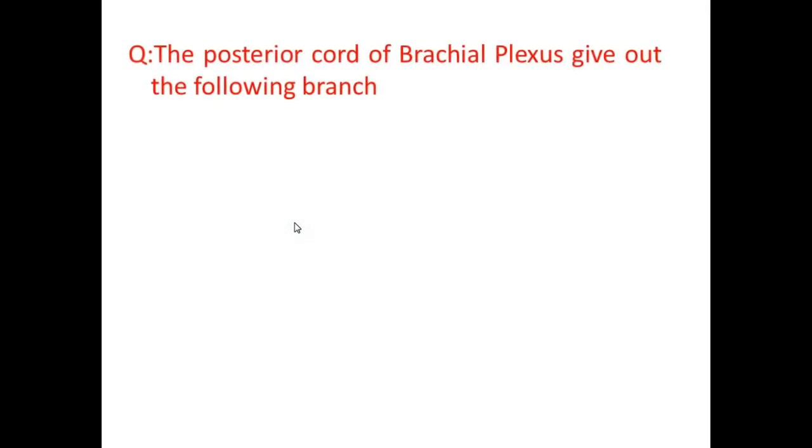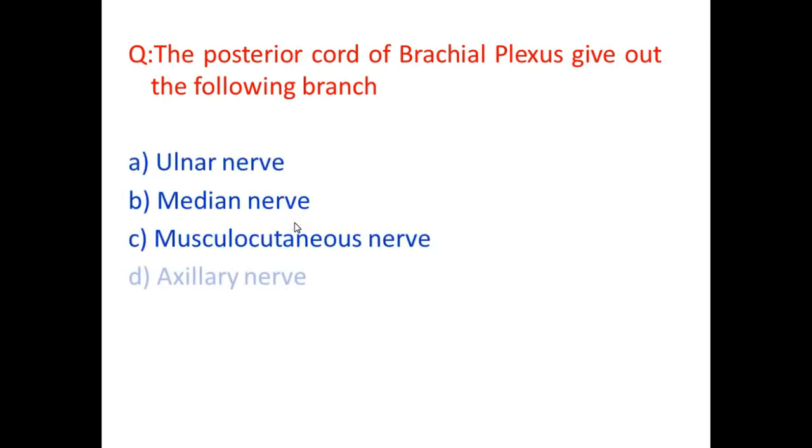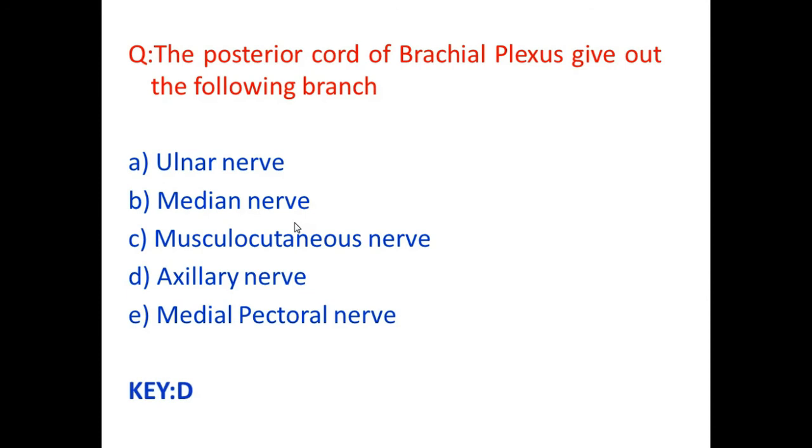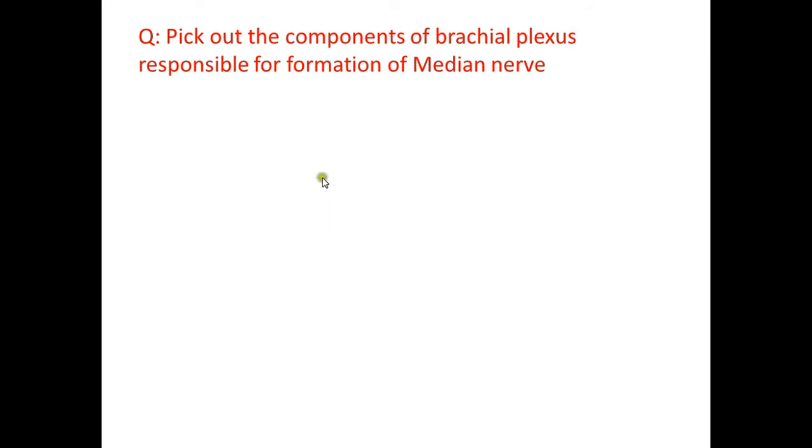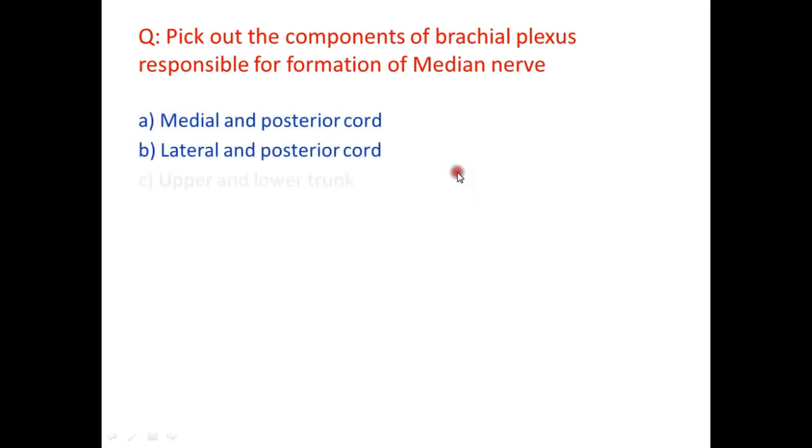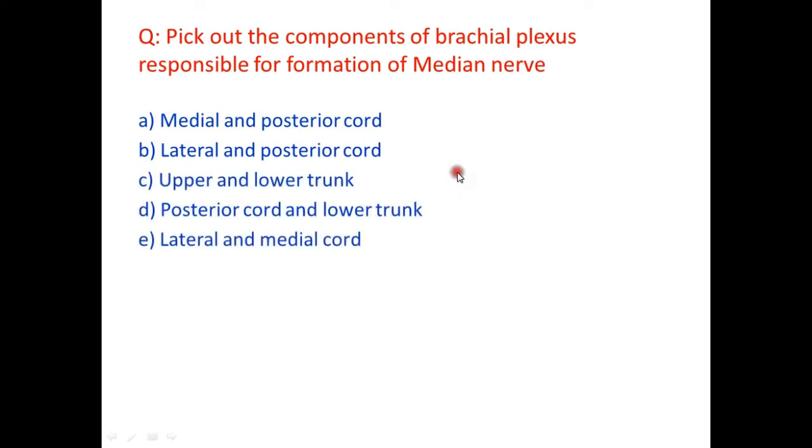Then the posterior cord of the brachial plexus gives out which of the following branches: ulnar, median, musculocutaneous, axillary, medial pectoral. Which one? That is the axillary nerve. The posterior cord of the brachial plexus gives out the axillary nerve. Then pick out the components of the brachial plexus responsible for the formation of the median nerve. Medial and posterior cord, lateral and posterior cord, upper and lower trunk, posterior cord and lower trunk, lateral and medial cord. Which one can you say? That is the lateral and medial cord.